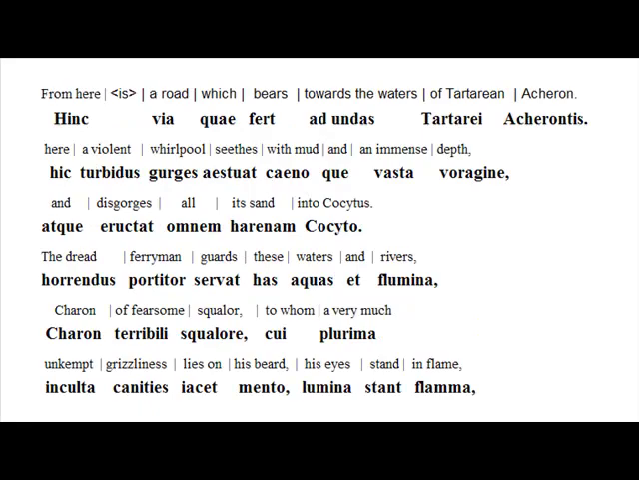And on the left hand side we have at the top an English sentence. From here is a road which bears towards the waters of Tartarian Acheron. And underneath each English word we have the corresponding Latin word. Hinc via quae fert adundas Tartarii Acherontis. Notice the English word, for example, is in brackets, and that's because there's no corresponding Latin word. In the Latin text, est has been omitted, as often happens.